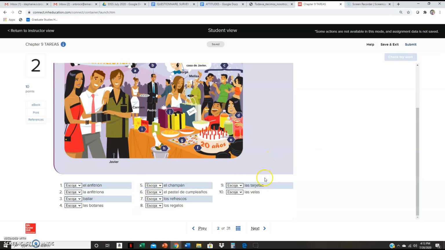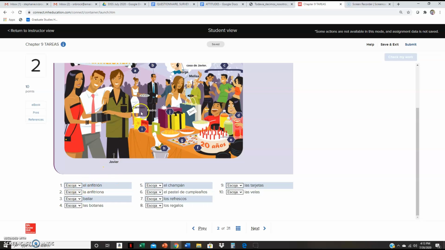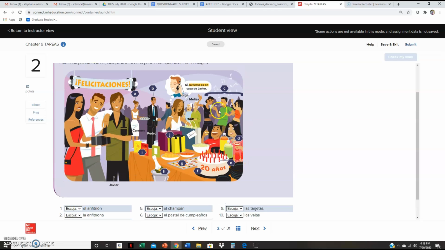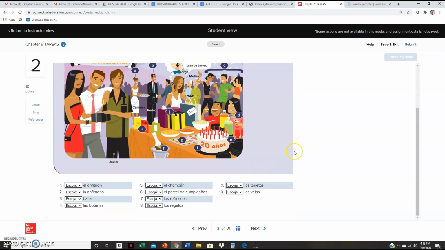These more have to do with vocabulary. This is to help you get some practice with the vocabulary that you are seeing. Para cada palabra o frase, indique la letra de la parte correspondiente de la imagen. So let's check this out and see what we can figure out.